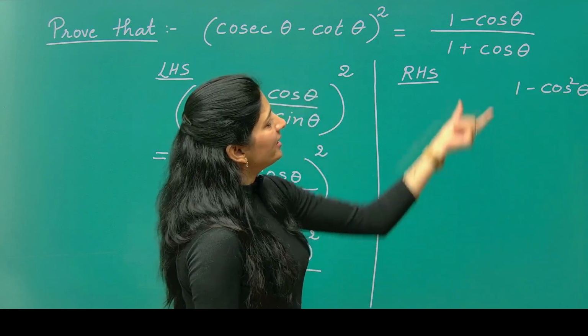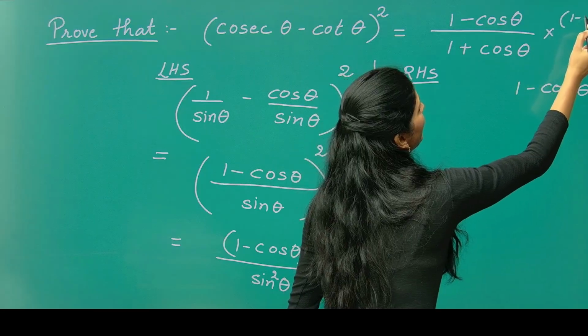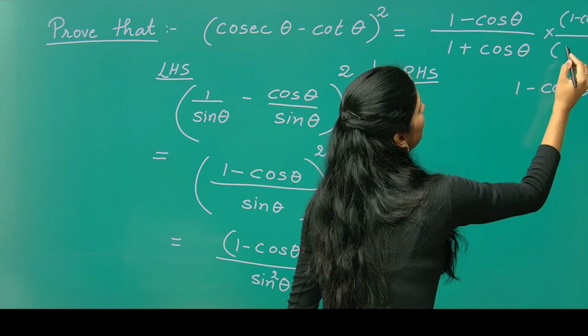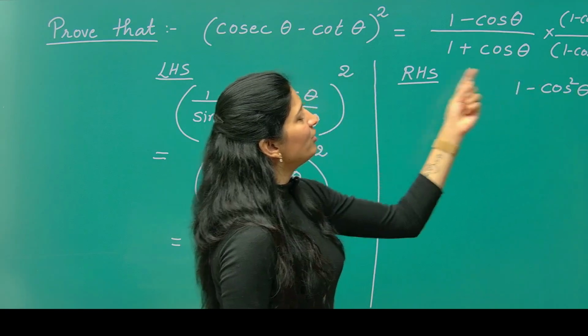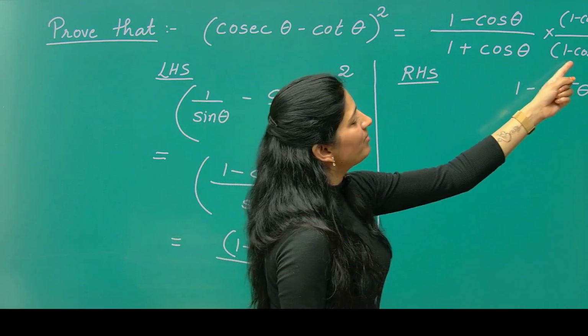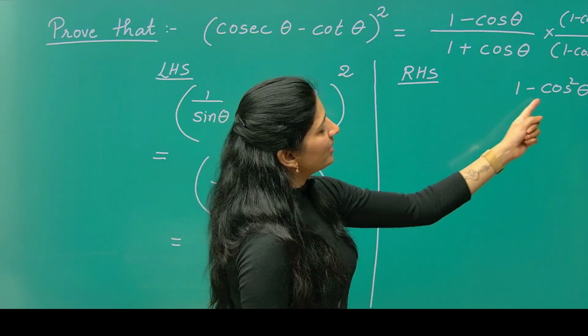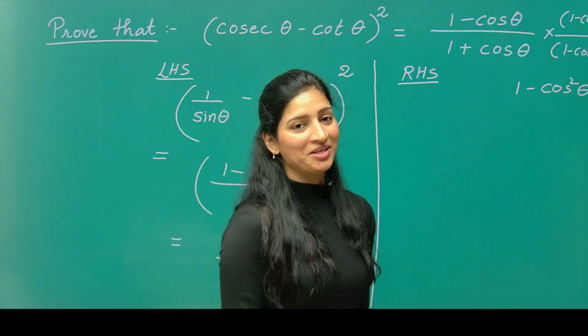I can get it if I multiply the right hand side by 1 minus cos theta in the numerator and denominator both. If I multiply, I can simply use the (a plus b) into (a minus b) identity, and it will be equal to a square minus b square. And this is how I can easily get 1 minus cos square theta. So let's proceed.